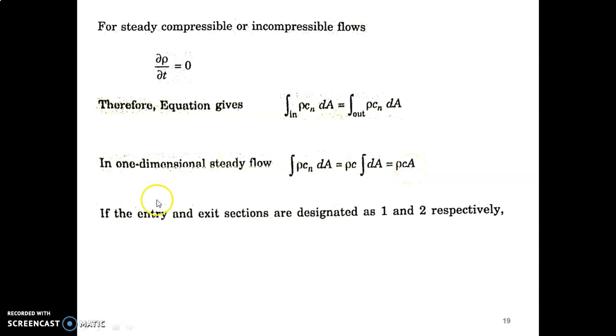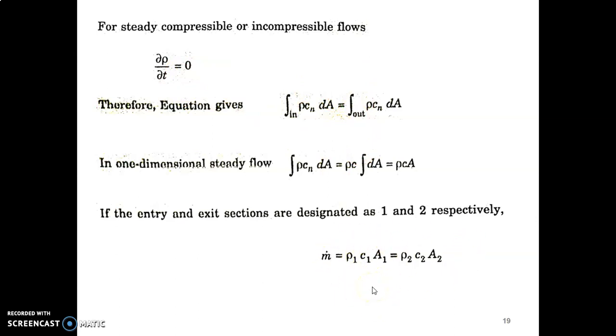Now we will give notations at entry and exit sections. Therefore, our equation will be equal to mass flow rate. This rho C A is actually mass flow rate because density into velocity into area will give mass flow rate. So m dot, which is the mass flow rate, is equal to rho 1 C1 A1, which is also equal to rho 2 C2 A2 as per this condition. Okay, this is our continuity equation.